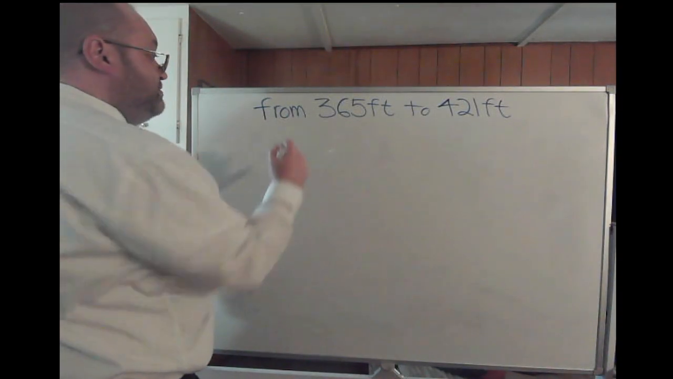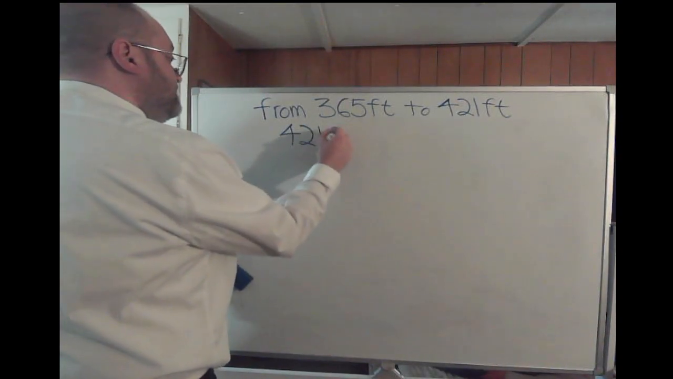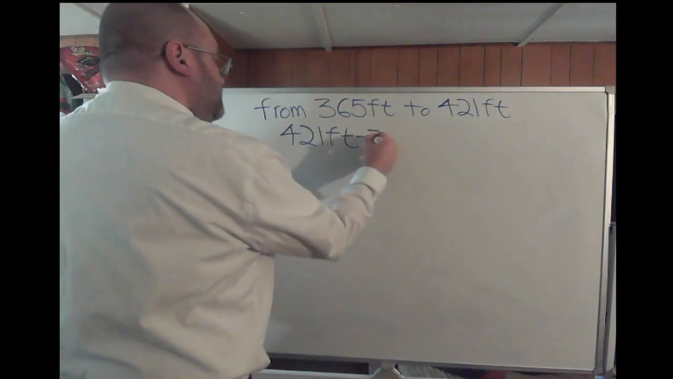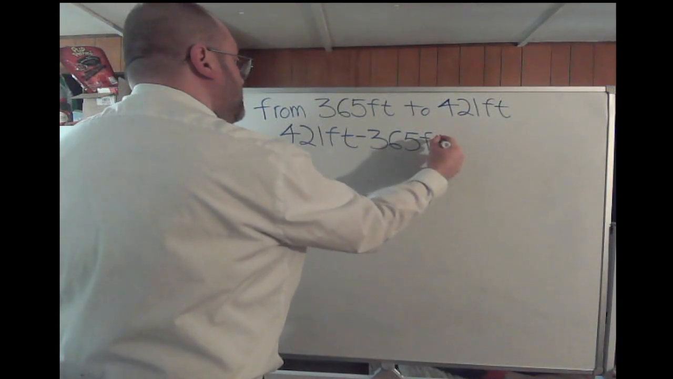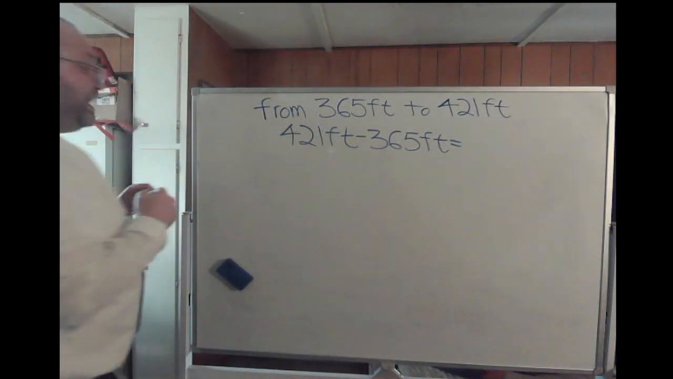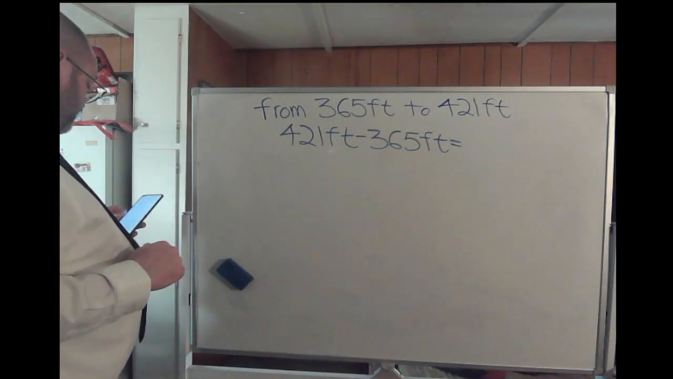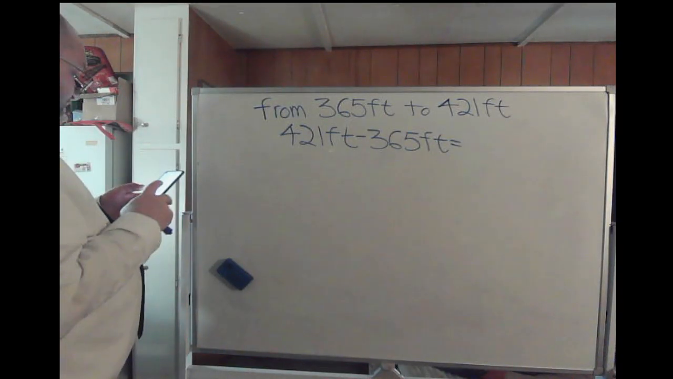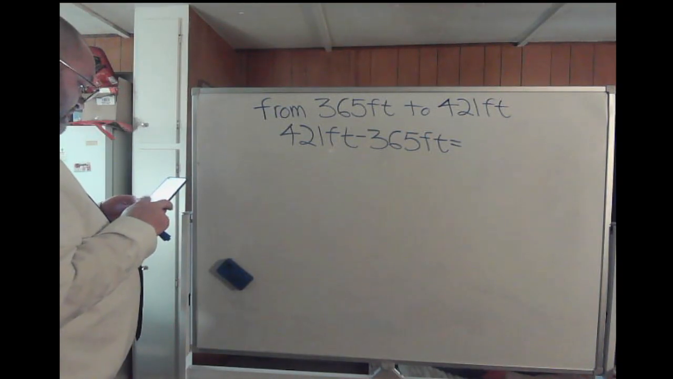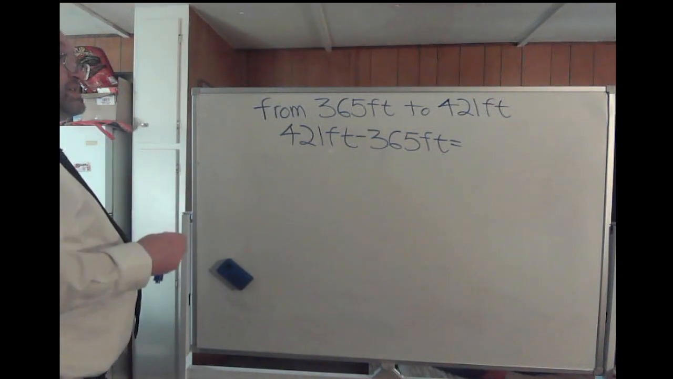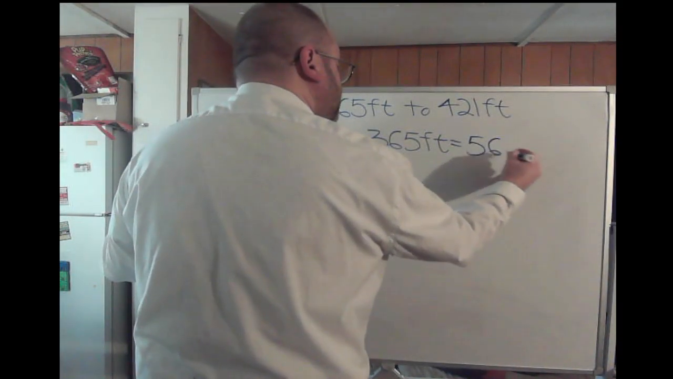So what you've got to do is take the new amount, the 421 feet, subtract 365 feet from that, and then you'll get your change. Let's figure out 421 minus 365. That's 56. So that's an increase of 56 feet.